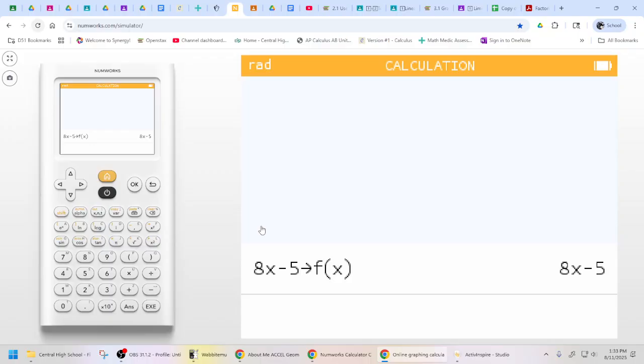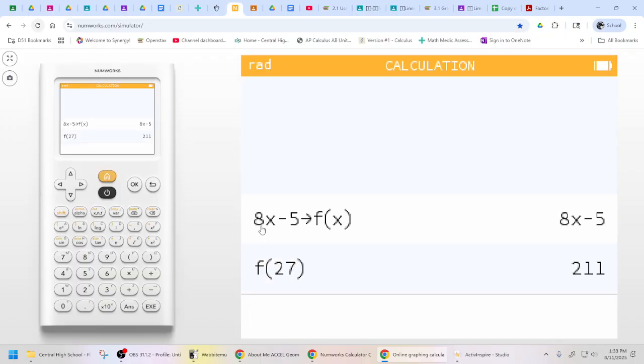Now I can plug in anything I want to. So I could do alpha f of what? Oops, I cannot read this. Alpha f, there we go. F of what? Pick a number. 27. Okay, and now it spits out what f of 27 is. So this is another way you can use the calculator to get those values in your table, and just do f of negative 2.001.